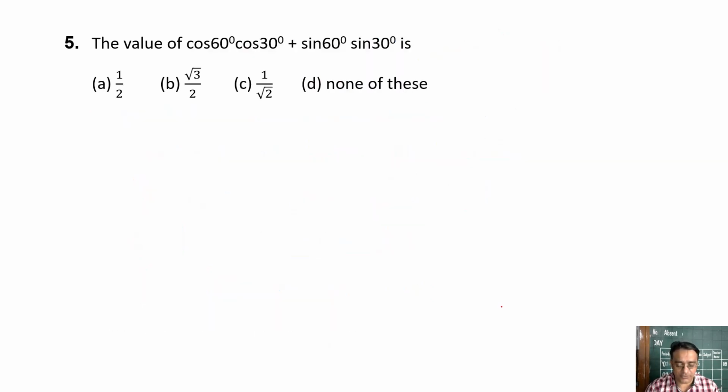Now we are moving toward the fifth question. The value of cos 60 degree, cos 30 degree plus sin 60 degree, sin 30 degree.